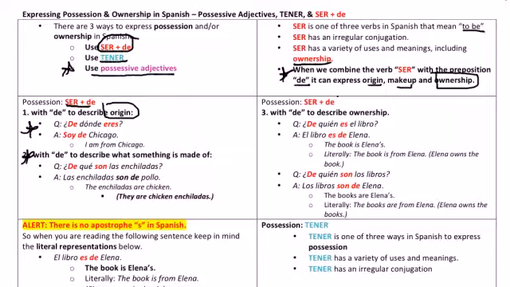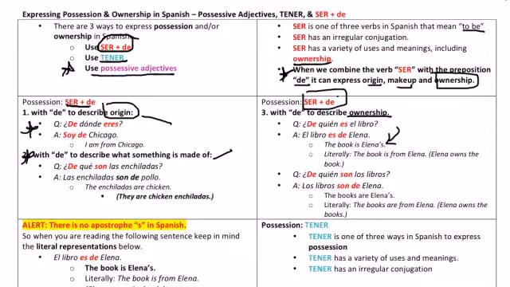If we attach a person and an object, we can use ser de to describe ownership. And you see the grammar is similar from origin to material makeup to ownership, but what changes are the nouns. ¿De quién es el libro? El libro es de Elena. Now, the translation for this is that the book is Elena's. In English, you're going to see an apostrophe S right there.